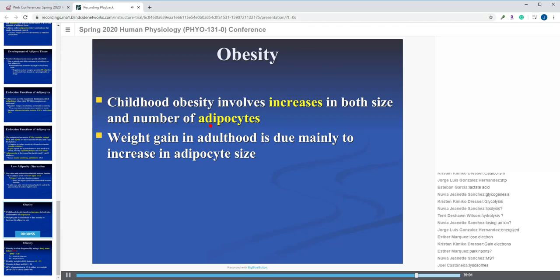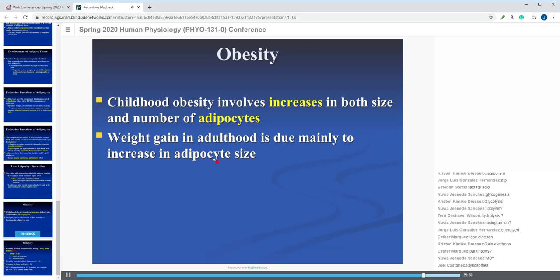So childhood obesity is becoming a problem in many countries right now, because children hardly go out and are hardly having any physical activities, because most of the time they are on their cell phones playing games. So they hardly have any physical activity, and because of that, childhood obesity is increasing. And when children become obese, there's an increase in both the size and the number of adipocytes present in children.